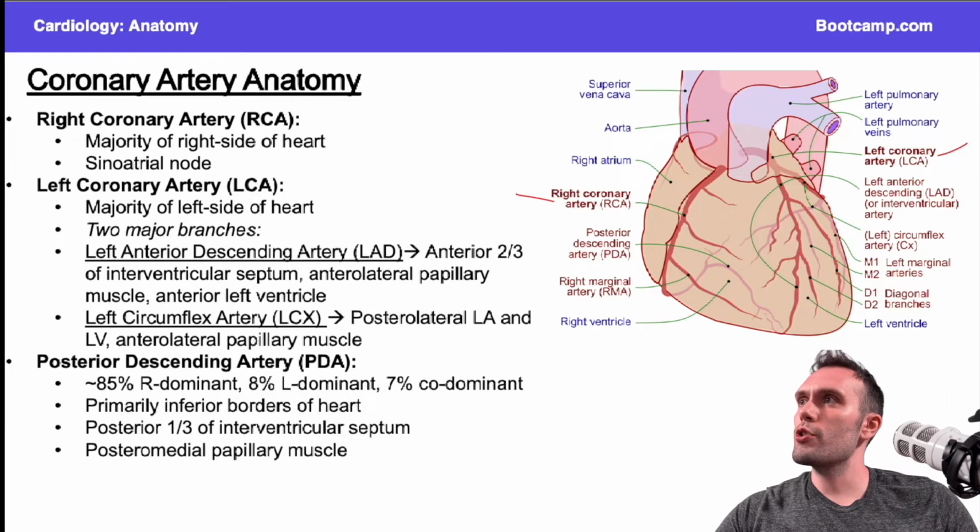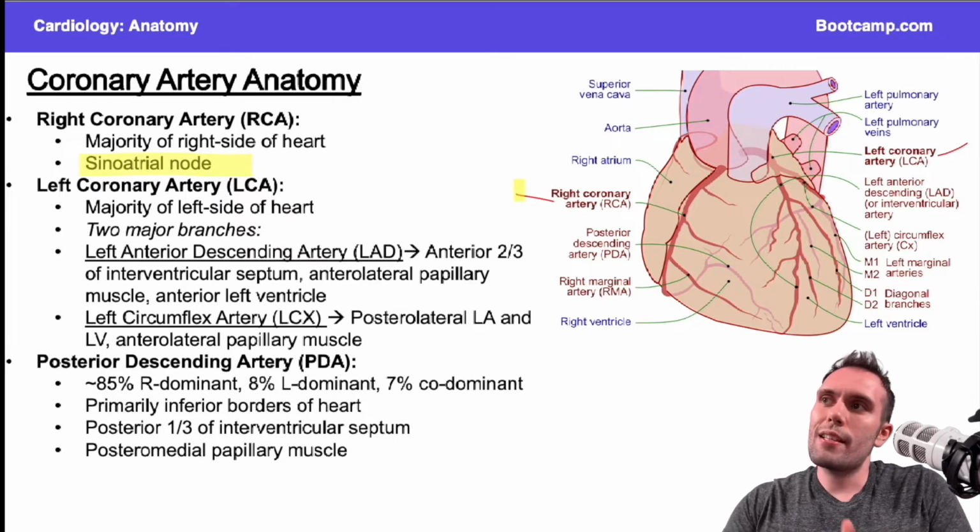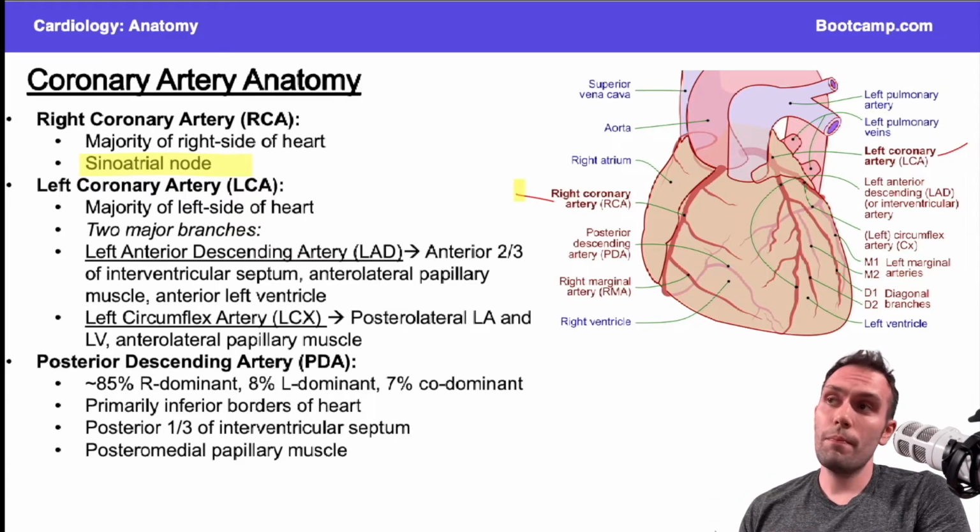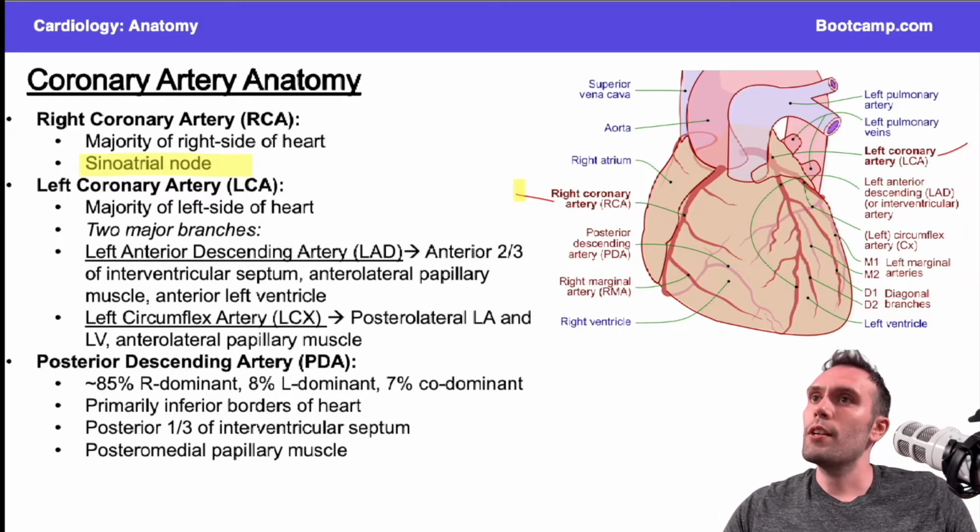The big structure to remember here is the sinoatrial node. And remember, that makes sense, right? The sinoatrial node is in the right atrium. And so the right coronary artery should be supplying the sinoatrial node. And this is one that comes up quite frequently, so make sure you're familiar with it.